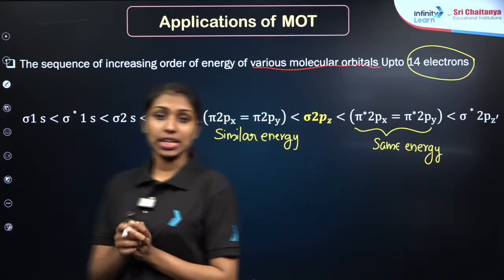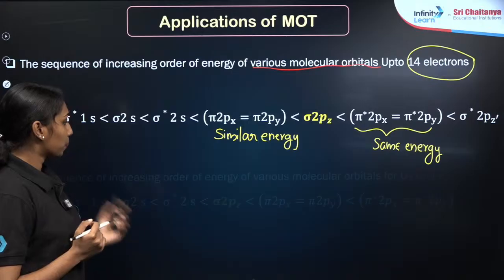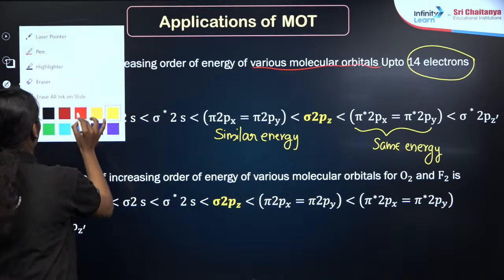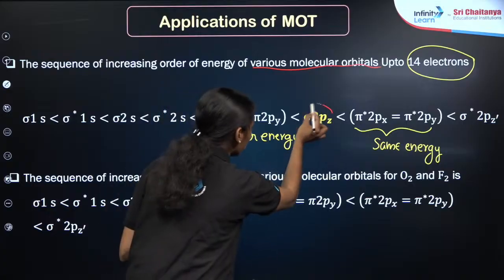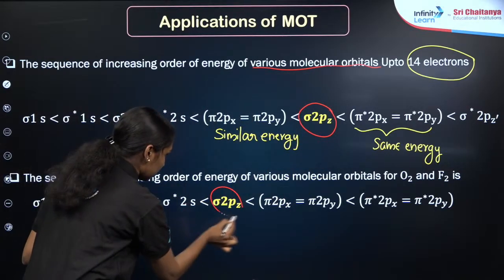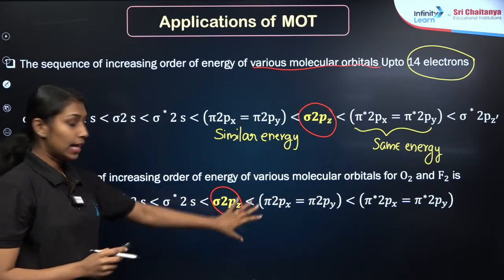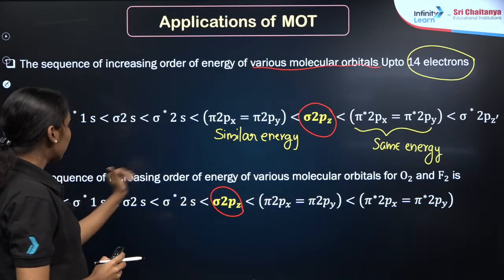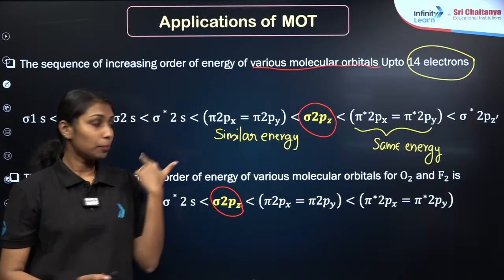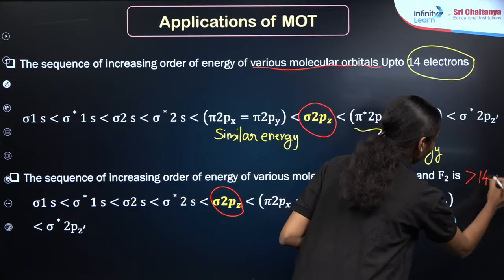Now, the second condition is: if it contains more than 14 electrons, what will happen? The order changes, right? The position of sigma 2pz is here in the first case, but here it is showing after sigma 2s, it is sigma 2pz. This will be the complete order of energy of various molecular orbitals for molecules having greater than 14 electrons.